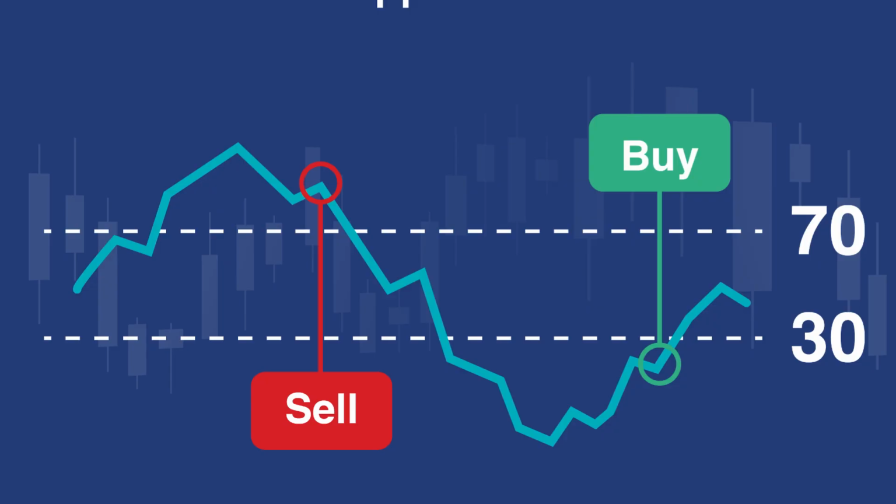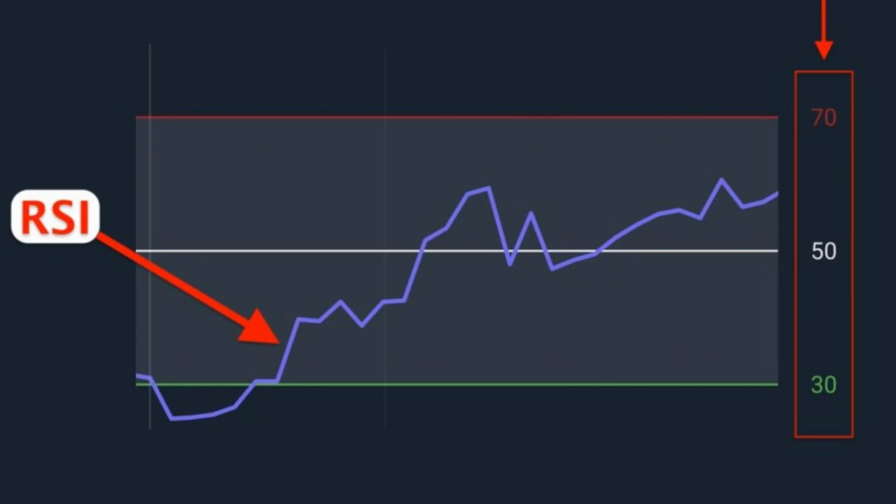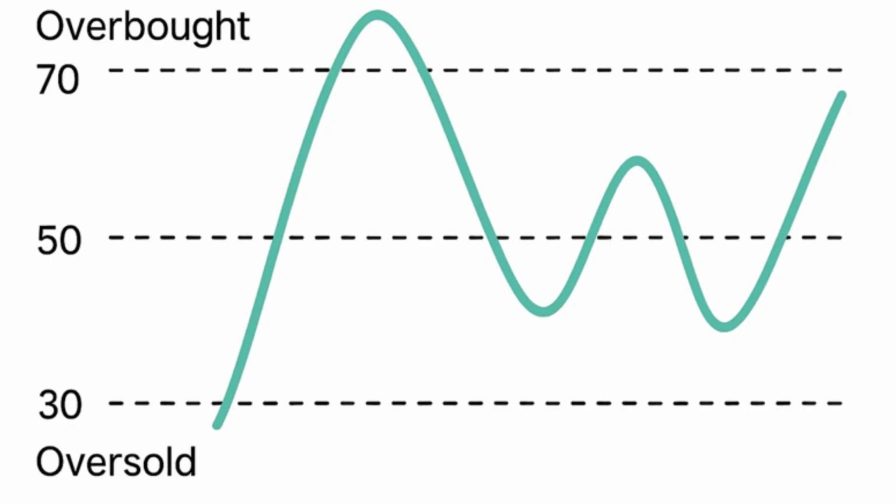RSI key levels. These are the most important RSI levels you must remember. 70 level, overbought zone. 30 level, oversold zone. 50 level, trend direction. When RSI is above 50, the market is generally bullish. When RSI is below 50, the market is generally bearish.